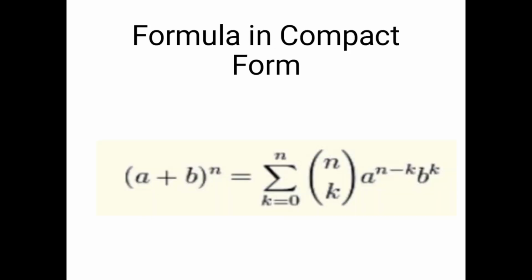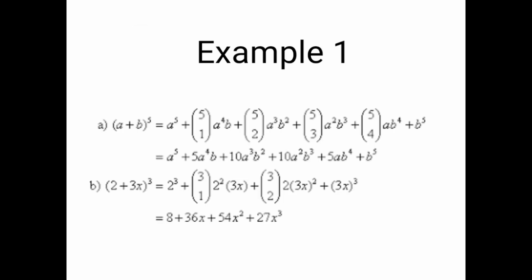In compact form, the binomial theorem or formula is given as (a + b) all raised power n is equal to the summation of n combination k times a raised power n minus k times b raised power k, where k goes from 0 to n. Example 1. On the example 1, we look at example 1a. Expand (a + b) raised power 5.